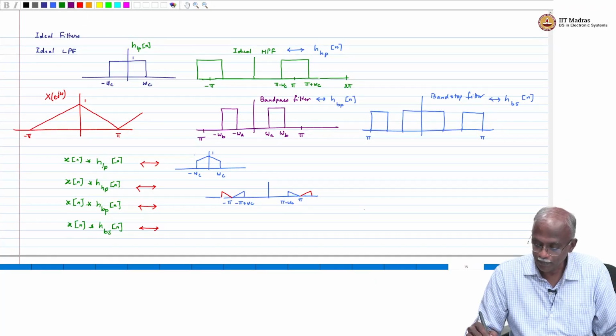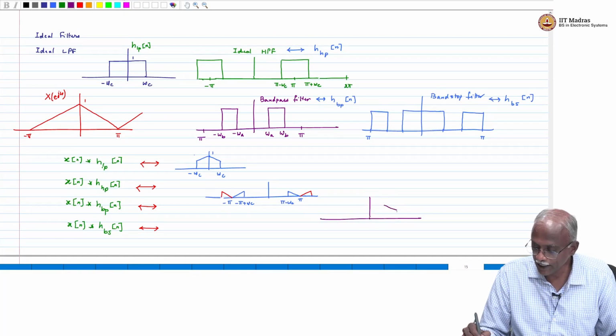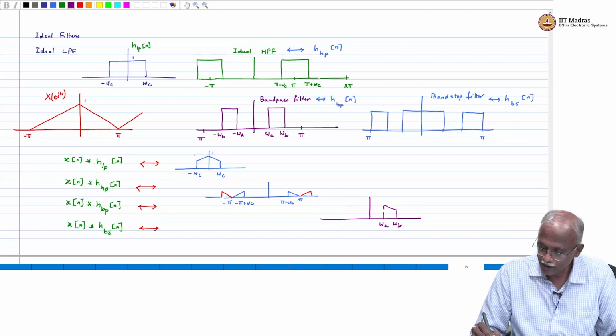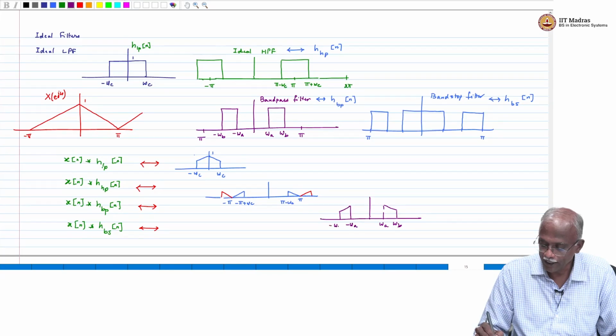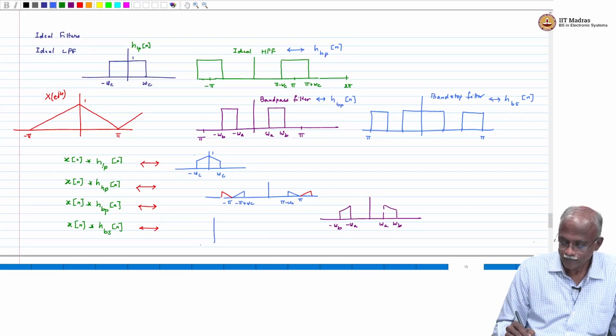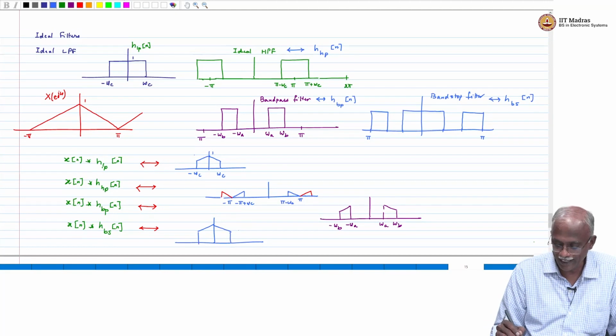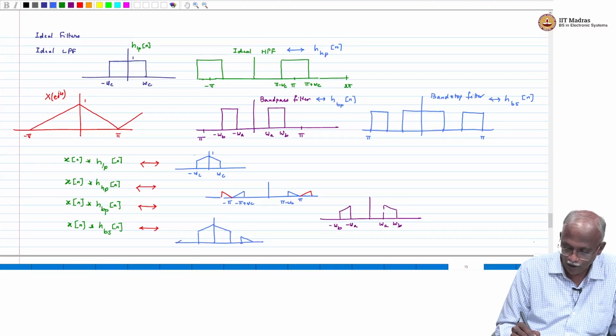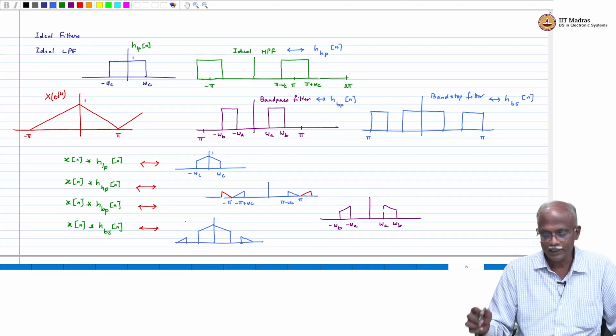Now, let us go to the band pass filter. The band pass filter captures the portion of the signal in between omega A and omega B. Similarly, you get the corresponding portion of the spectrum between minus omega A and minus omega B. That is the band pass filter. Then finally, the band stop filter, very interesting. It will capture the values up to omega A, and then it will stop some of the frequencies, and then it will get you the tail of the rest. So basically one portion of the signal has been stopped.